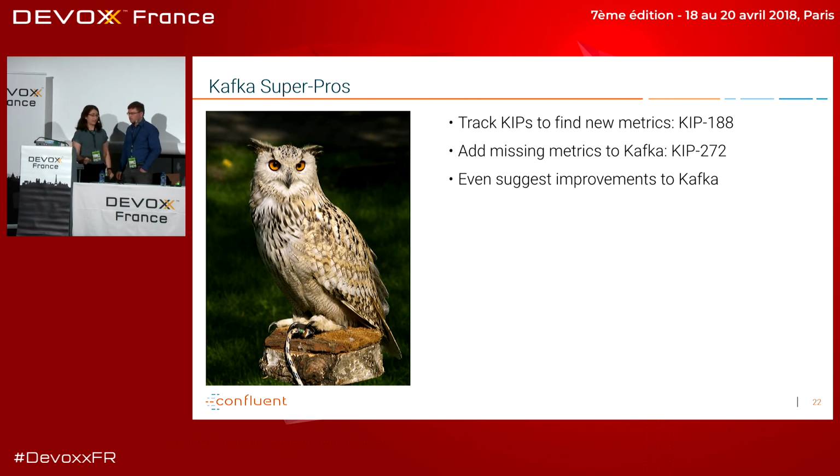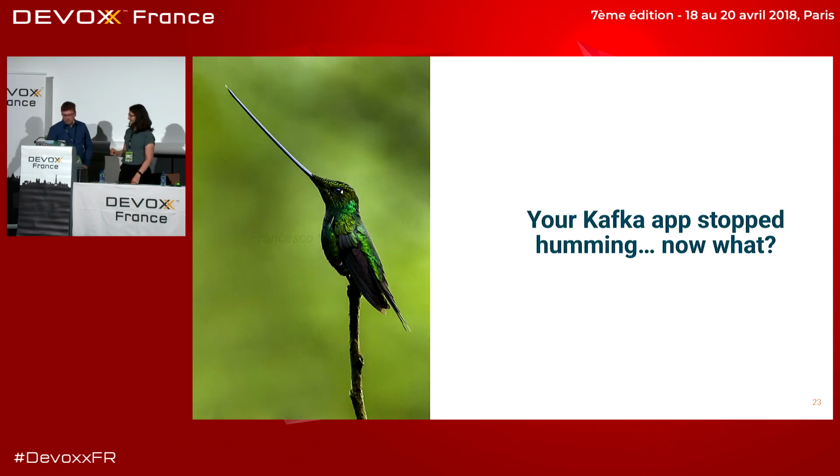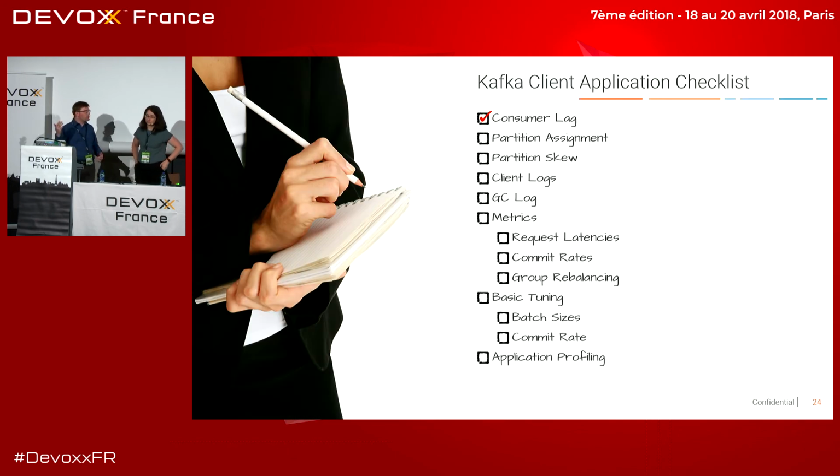And now to the client side. All right, so on my end, I'm going to talk about what happens if your app just stops working. You just don't really notice, like something's happening, something's wrong. What do we start looking at? So same here, we have a checklist of all the things we want people to send us, things they want to look at.